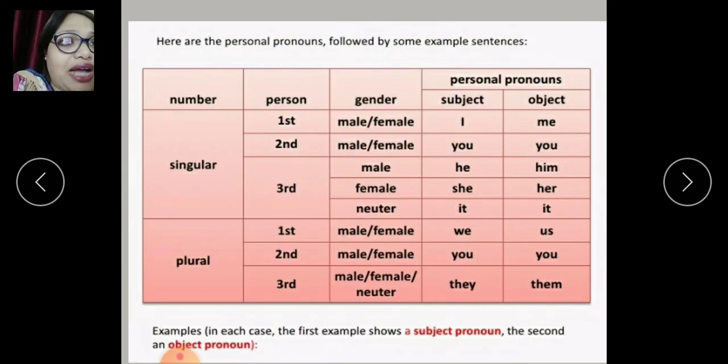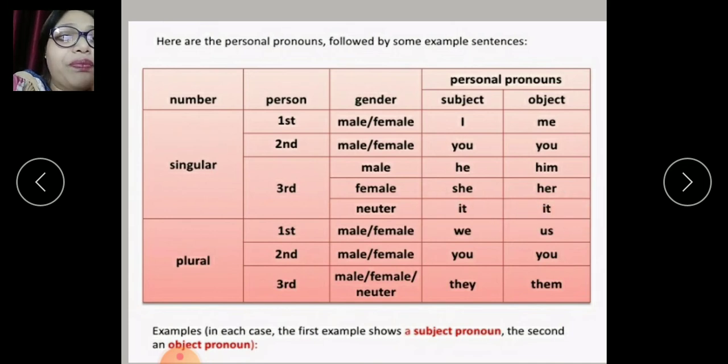So here is a chart which is very important. Here the personal pronouns followed by some examples are given, like the number. If it is singular, first person, male or female, we use I and me. For the second person, male or female, we use you. And for the third person, male, we use he and him. For the female, we use she and her. And neuter, we use it and it.